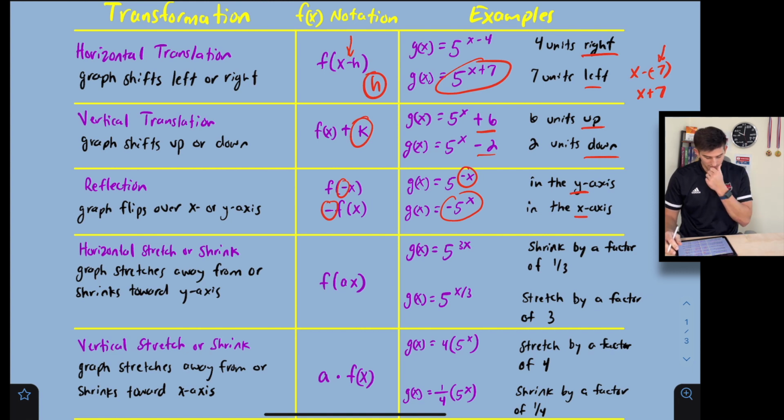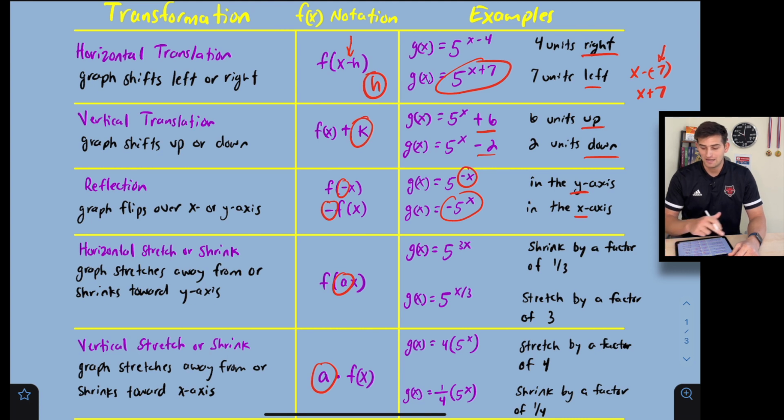Next is horizontal stretch or shrink. Here is when we're going to stretch our graph away from or shrink it towards the y-axis. The variable that we need to remember here is a. A represents a stretch or shrink. Now, notice here on vertical it's also an a. The placement of a is going to tell you whether it's horizontal or vertical.